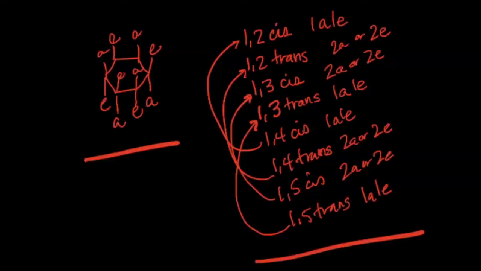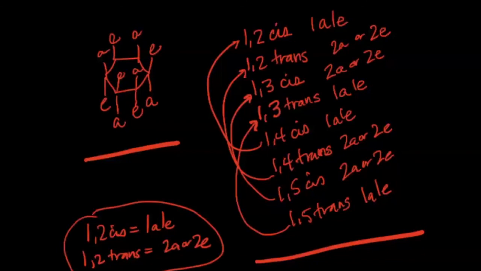And I can remember when I took this exam, I walked into my test, and at the top of the page, I wrote 1,2 cis equals 1 axial, 1 equatorial, 1,2 trans equals 2 axial or 2 equatorial. And from there, I could figure anything out, because the even numbers are all going to be like this, and then the odd numbers are going to be the opposite. So I hope that helps.